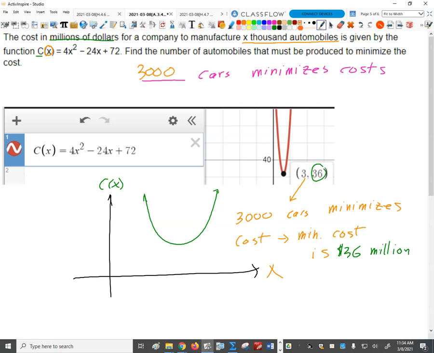They wanted to know how many cars should we produce to minimize costs. They never actually asked us what the minimum costs were. They just wanted to know how many cars should we build? 3,000, right? Because that's the input value. That's the value of H, the X coordinate of the vertex. Everybody get that? Okay. All right.